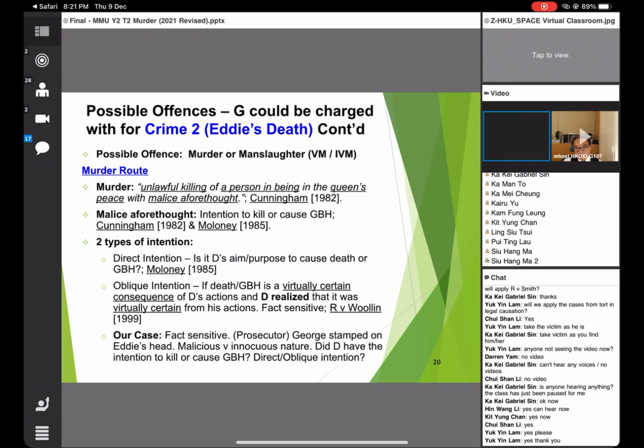So you can see that these are very fact sensitive, and this is how you can argue which way you think the facts are driving you to come to your conclusion. Okay, very fact sensitive. The prosecutor will most likely put forward murder. They would tend to argue that it's a direct intention causing death because it's stamping onto someone's head, and even if there's no direct intention, the prosecution would say the defendant must have realized that by stamping onto someone, it's virtually certain that someone would die.